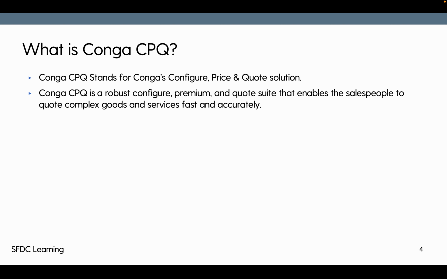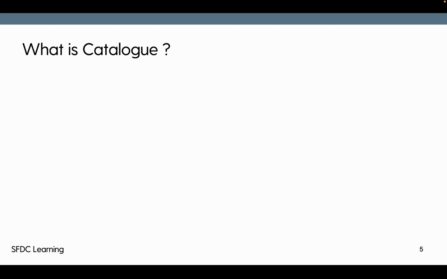So whenever we are doing something manually, it is a headache for us to manage all the stuff, right? Product catalog, pricing, everything. But here, Conga CPQ helps us to set up those and to sell those and handle those complex scenarios of pricing and configuration. Now, what is catalog, right?